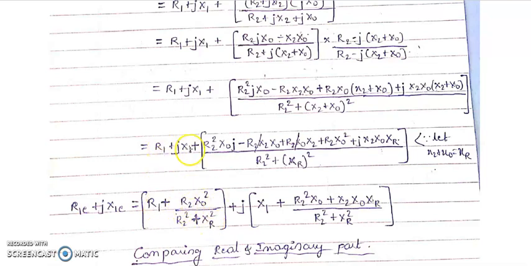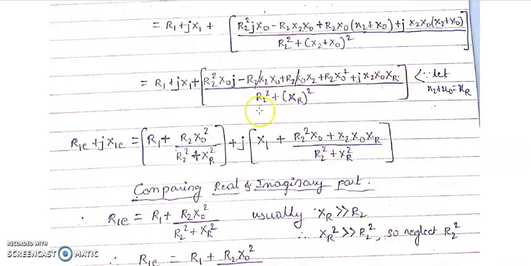Anyhow R1 is there, I have kept here. Shall take this jX1 later, and then again plus j, again this X1 I have taken j as common, so remaining you can see this is containing j and this is containing j, so this is a whole j term, so it is (R2 X0 plus X2 X0 XR) whole divided by R2 square plus XR square. Okay, you'll come to know if you do the calculation, not a big deal.